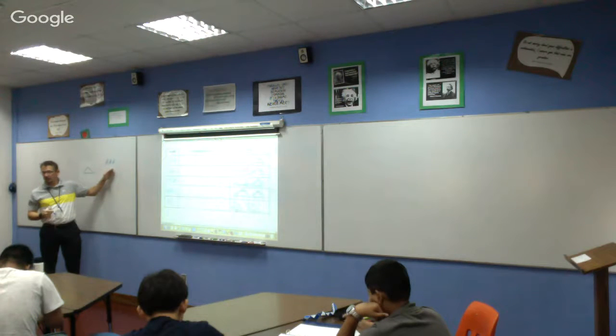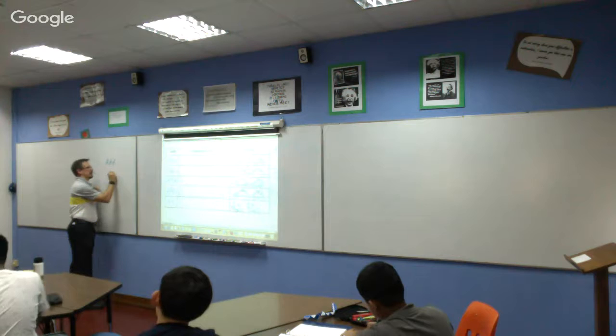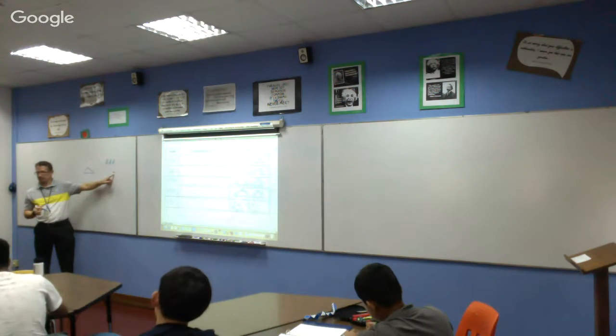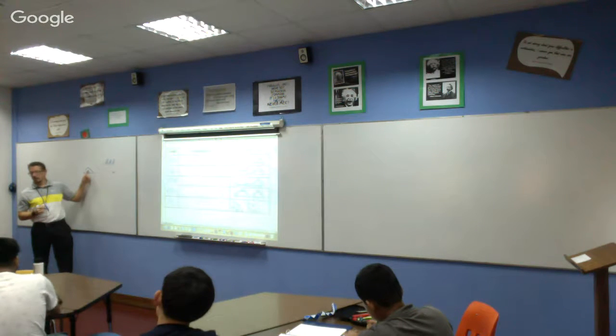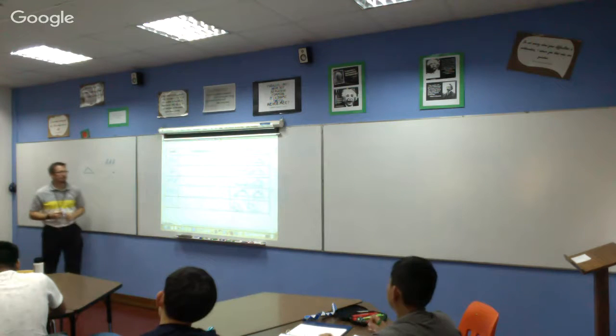Because even when the triangles are really, really tiny, we can have the same angle measures here as here, but obviously these two are not congruent. Okay, great question.